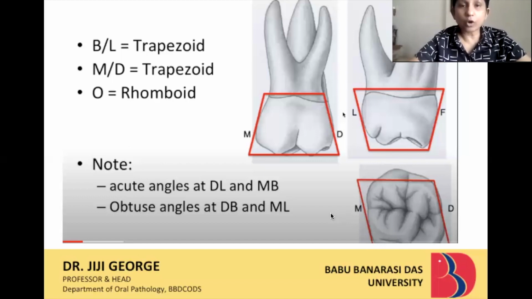Now this tooth has two acute angles and two obtuse angles. The acute angles are the distolingual angle and the mesiobuccal angle, and the obtuse angles are the distobuccal and the mesiolingual. So when you see from the occlusal aspect, we have the distolingual and the mesiobuccal, which are obtuse, and the other two are acute in nature.